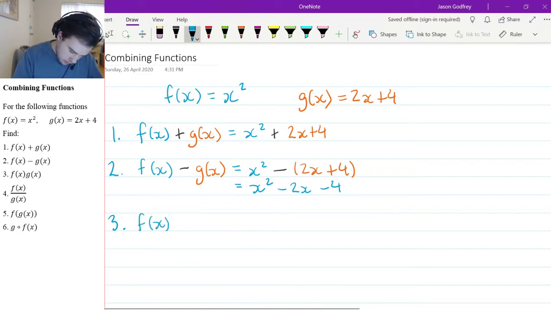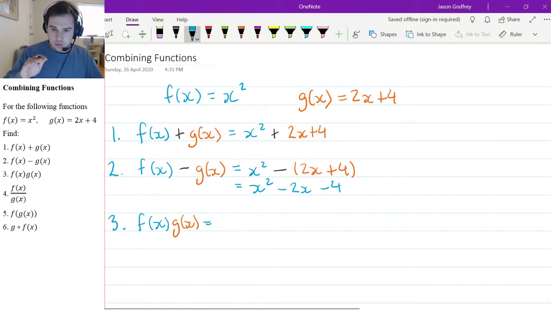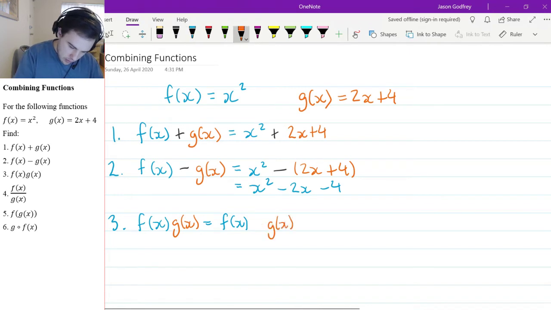Alright, f of x, g of x. Now, just like if I wrote fg, what's in between them? Times, right? Now, this is quite important that you distinguish how question 3 and question 5 are written, because you can see they've both got f, they've both got g, and they've both got two sets of brackets, but they mean two very different things. So this here, with them next to each other, f of x and then g of x, means the function f times the function g.